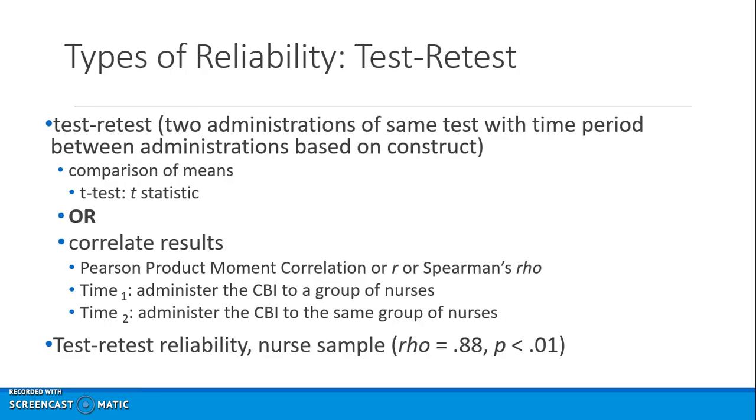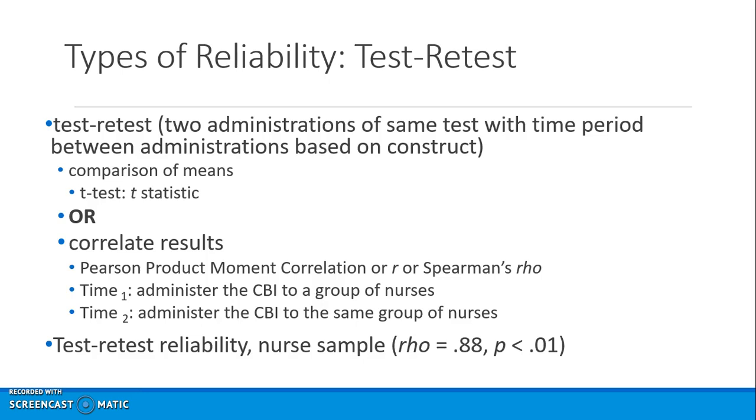Test-retest has to do, remember, with two administrations of the same test with a time interval. A t-test statistic, others as well, can be used, like a correlation coefficient. So for example, you might use the Pearson, which is an interval level correlation coefficient, or the Spearman's rho, which is a non-parametric one for ordinal level data. So if at time 1 you give the caring behaviors inventory to the group of nurses, and at time 2 you give it to the same group, you can calculate an R, or Pearson product moment correlation, for total scores, or you can use a rho.